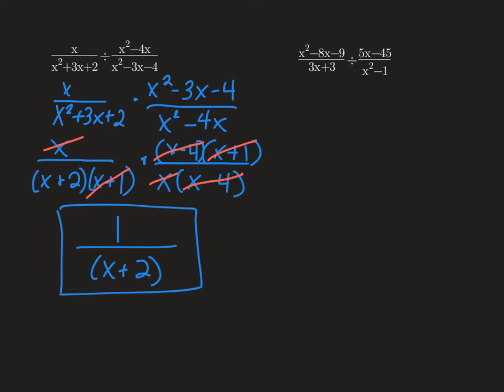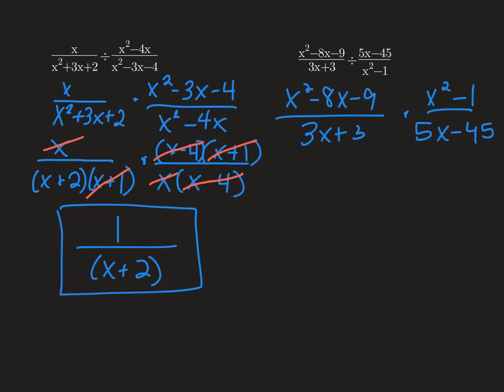So the first thing you should notice is that it is a division problem. And the first thing I need to do in division is to do my copy dot flop. So let's go through and do x squared minus 8x minus 9 over 3x plus 3, dot to represent multiplication, and I'm going to flop my fraction: x squared minus 1 over 5x minus 45. Notice I did no factoring at this point. I just think it's better to get it all flopped, put it in the right format first, and then deal with your factoring. That's just my opinion.